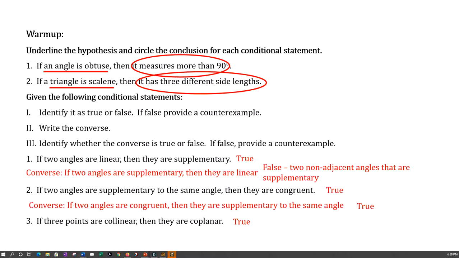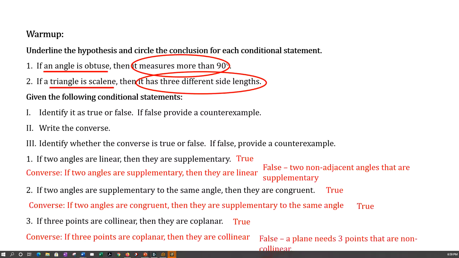And then our converse is if three points are coplanar, then they are collinear. Here we have to think that one through, and remember we learned that to have a plane we need three non-collinear points, and where they're already talking about the three points being coplanar, then there's already a plane that exists somewhere. So they don't necessarily have to be collinear. So that's going to be false.